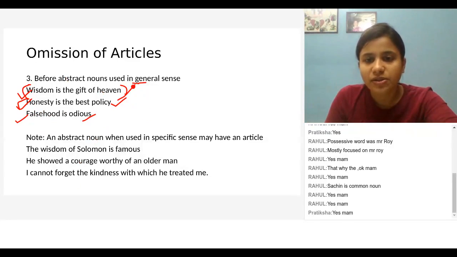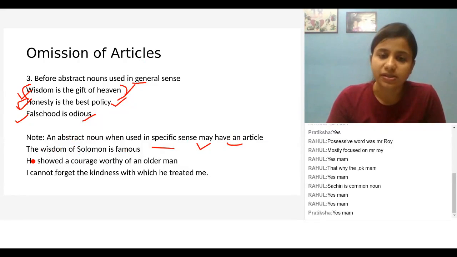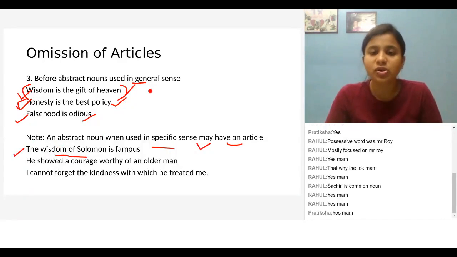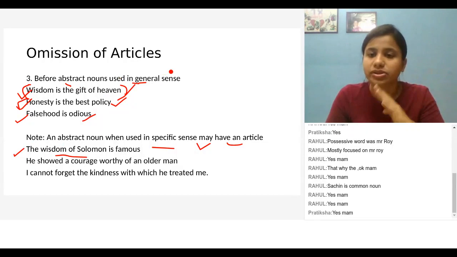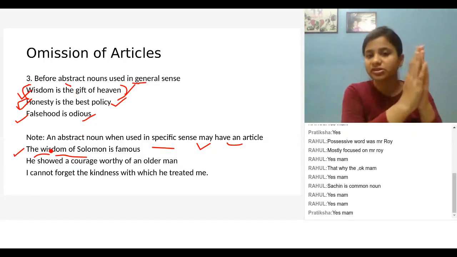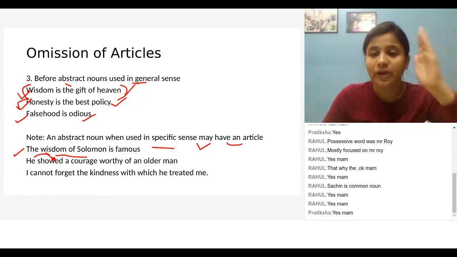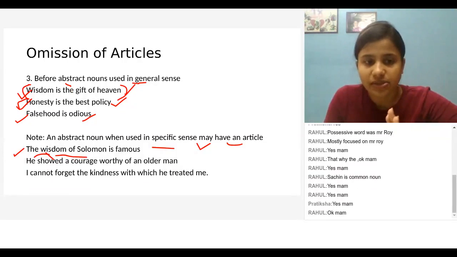So when you use abstract nouns in a general sense, you omit the article. But when you use them in a specific sense, you have to put an article. When you say the wisdom of Solomon is famous, now you are particularizing this. You are talking about the wisdom of Solomon. So don't just go by the rule that there will not be any article before abstract nouns. You have to see in which sense they are used. If they're used in a general sense, you place no article. But here, the wisdom. Again, if you go by the first slide that we saw, the is very particular. So whenever you make something particular, like the wisdom of Solomon, it is going to have the. Here we were not particularly talking about anybody's wisdom.